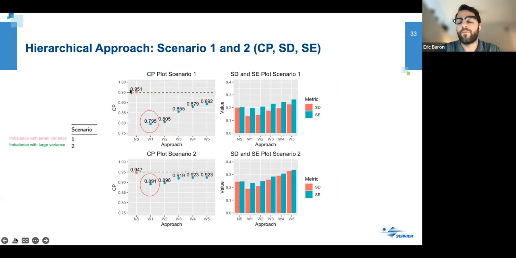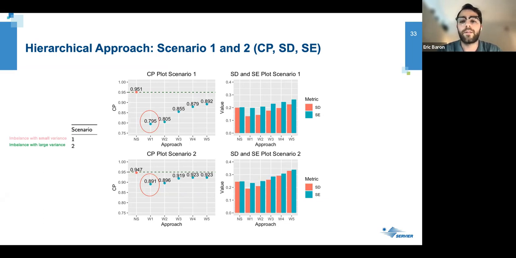Then the first row is scenario one, and the second row is scenario two. Our first column is coverage probability, and our second column is a plot where pink denotes standard deviation and blue denotes standard error. What we notice is that the non-stratified approach in both scenarios has good coverage. The y-axis in the first column is coverage probability, and the green line is our nominal HPD level, which was 95. What we notice is that for our stratified approach, the coverage is not where the nominal should be. So we have an undercoverage problem here.